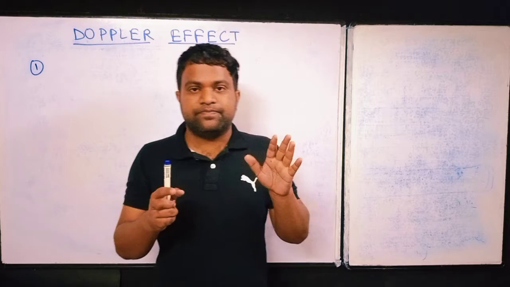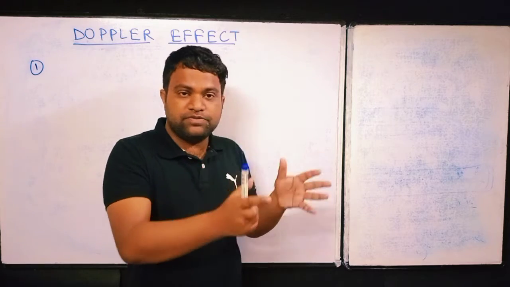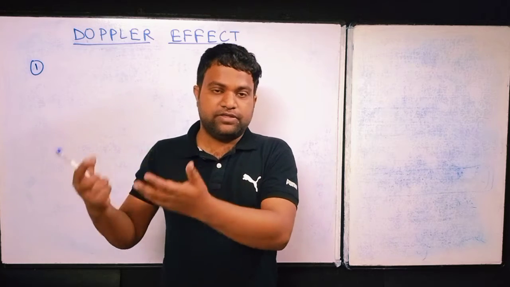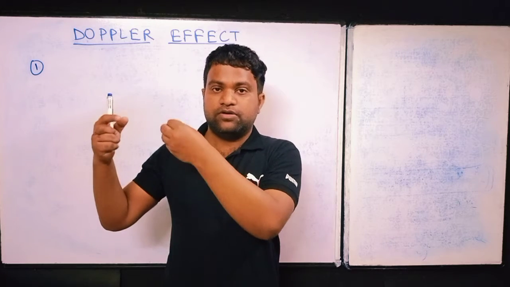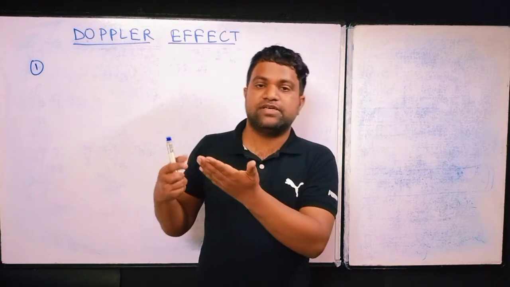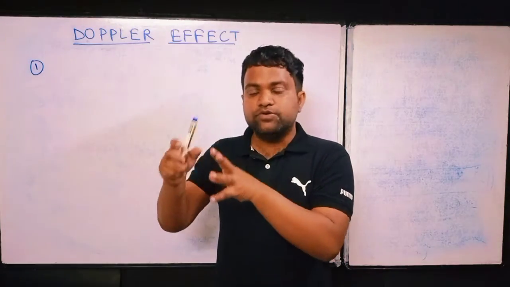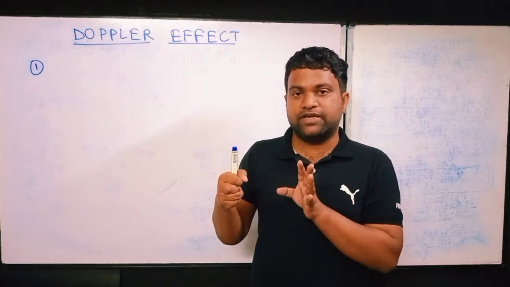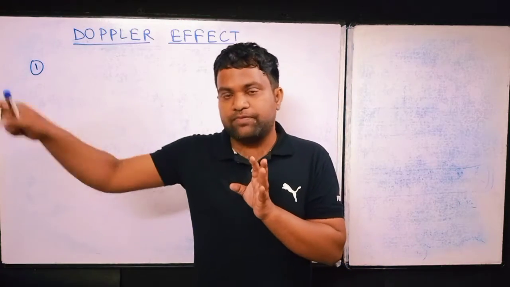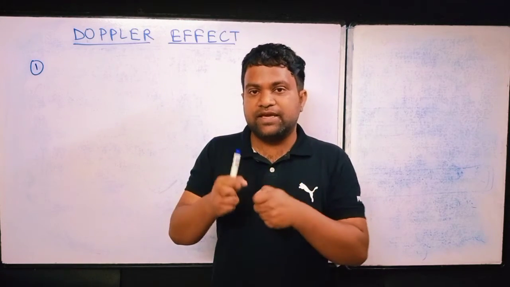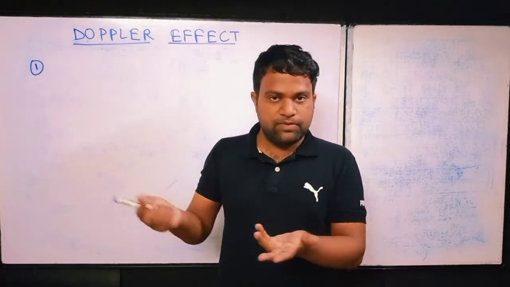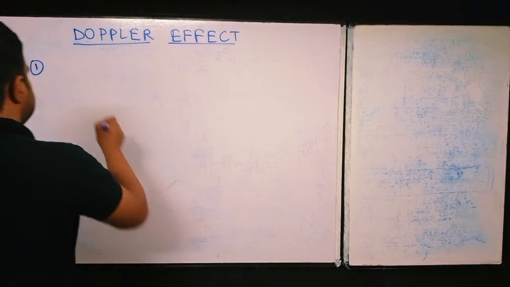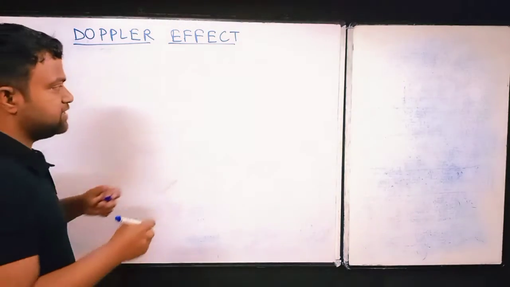So let's say a source, any ambulance or any other car, or you can say a train, is producing some sound and it is approaching towards a detector, or it is going away from the detector. So in that case your frequency will be modified. So this will be the first case, where the observer or the detector is at rest.